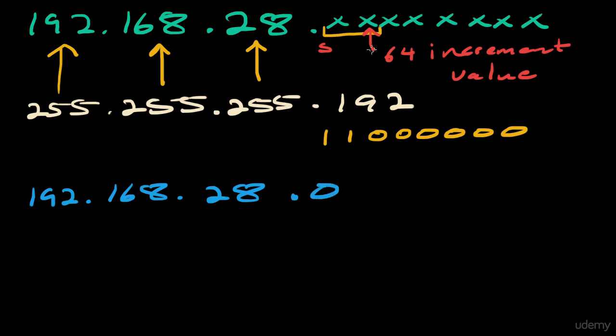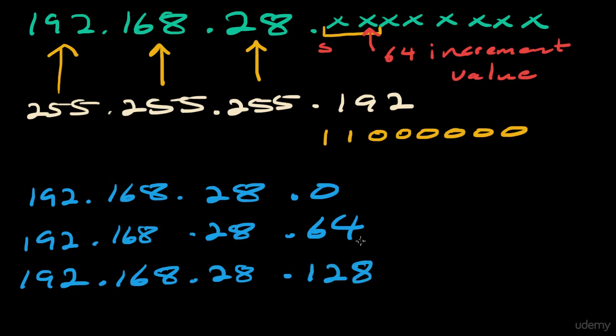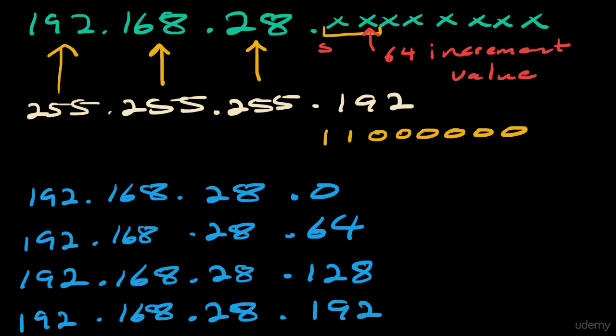192.168.28.0, the original one. This is where those 2 subnet bits are 0. Then we have 192.168.28.64. Then we have 192.168.28.128. 64 plus 64 is 128. Then we have 192.168.28.192.